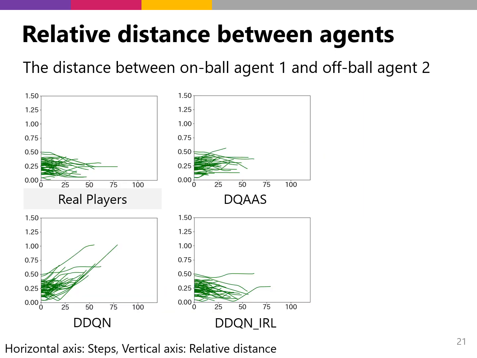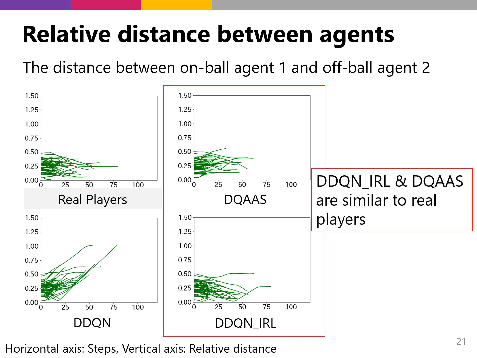However, we investigate the relative distance between onball agent and offball agent to check whether the proposed reward can improve the relative relationships between agents. As a result, both methods using real data improve the relationships. The results are similar to real players. On the other hand, DDQN is not similar because it has cases where the distance is too far. These results show DDQN IRL improves the position appropriately.